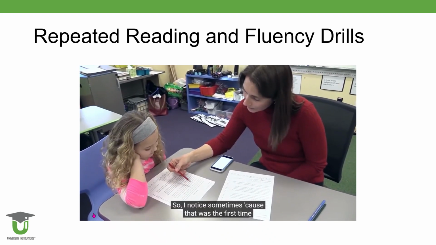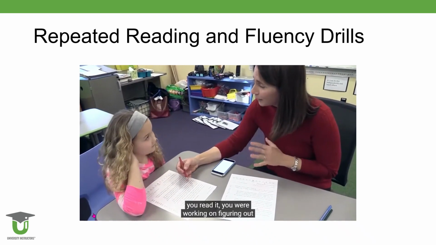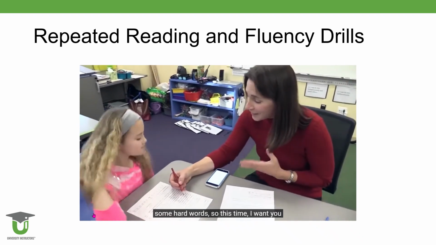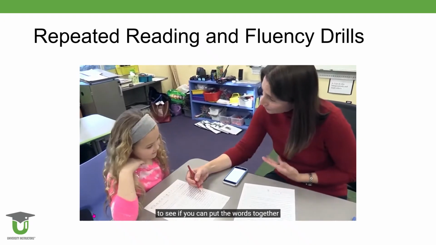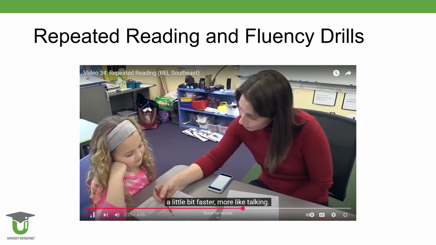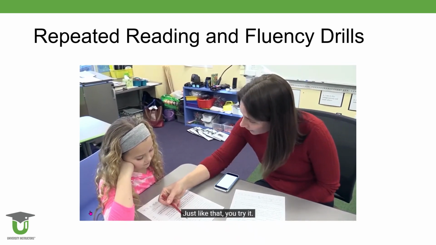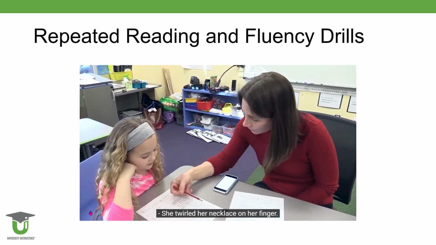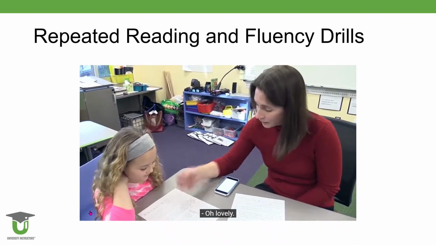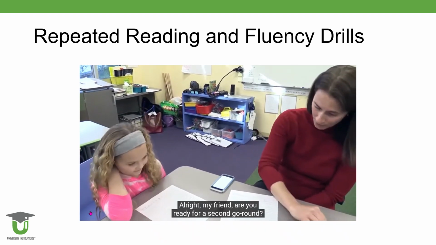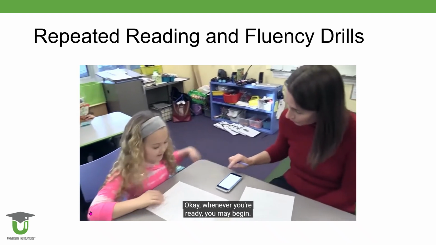So I noticed sometimes, because that was the first time you read it, you were working on figuring out some hard words. So this time I want you to see if you can put the words together a little bit faster, more like talking. She twirled her necklace on her finger. Just like that. You try it. She twirled her necklace on her finger. Oh, lovely. All right, my friend. Are you ready for a second go round? Okay, whenever you're ready, you may begin.